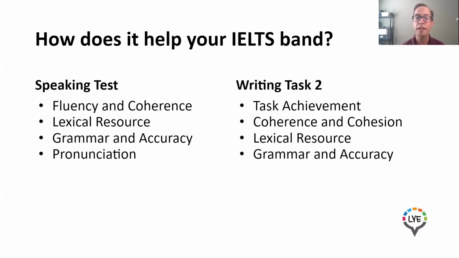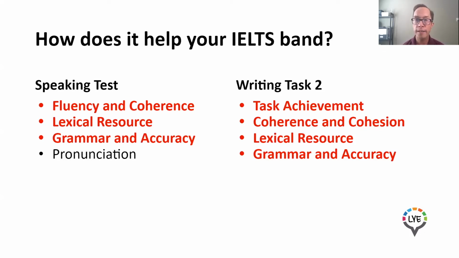And finally, let's look at the writing task. The writing task we're looking at today is writing task 2. Writing task 2 is graded on task achievement, coherence and cohesion, lexical resource, and grammar and accuracy. As you can see, the criteria are quite similar, but with the writing task, you're looking at task achievement. Here it's looking at your ability to write an essay.